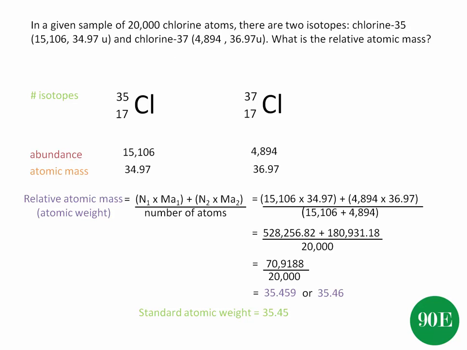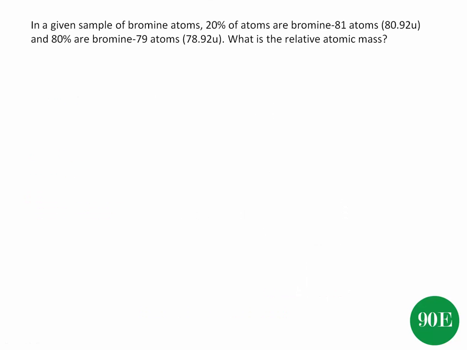Okay, now let's look at our second example and how we'd calculate the relative atomic mass when the abundance is expressed not as number of atoms but as a percentage of the sample. In this one, we're looking at bromine atoms, and we've got 20% of the atoms are bromine-81 and 80% are bromine-79. And this is the atomic mass or isotope mass of each atom. So now we need to calculate the relative atomic mass.